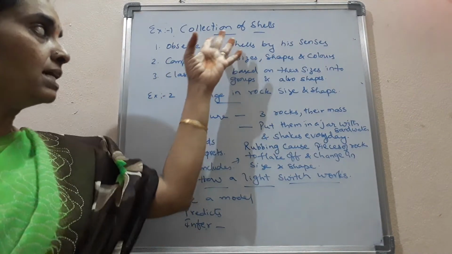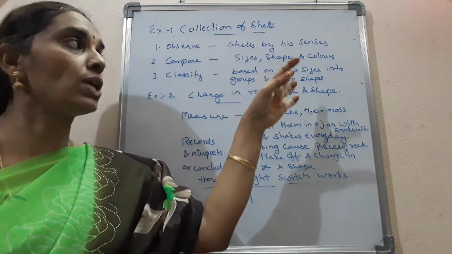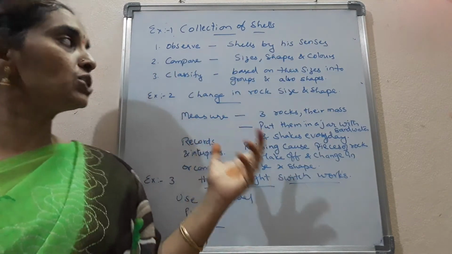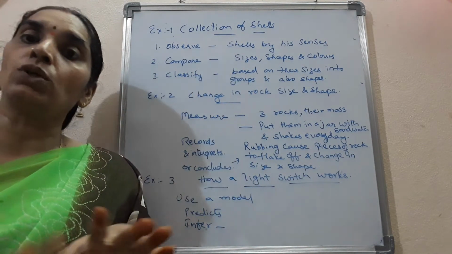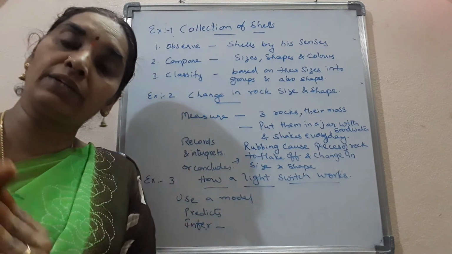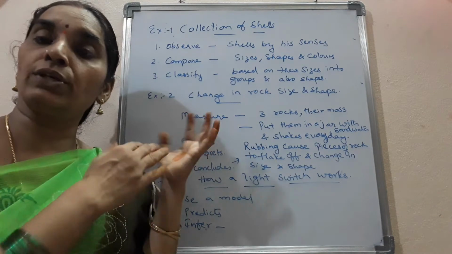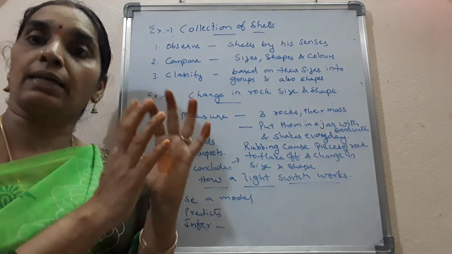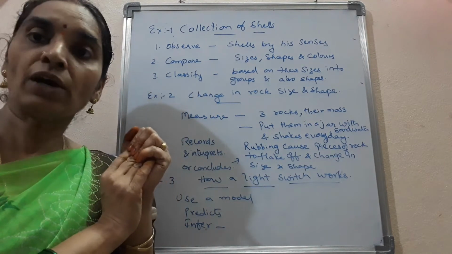While collecting the shells, we compare their size, shapes, and also the colors of the shells, and classify them based on their sizes and shapes into different groups and keep them in the different groups. This is how we use our process skills in comparing the different types of shells.